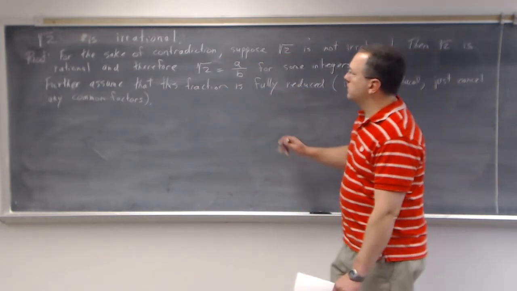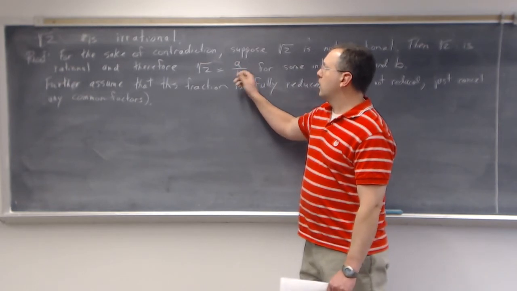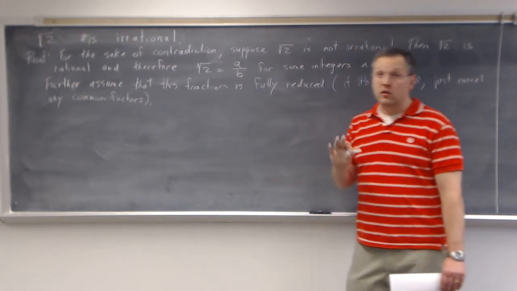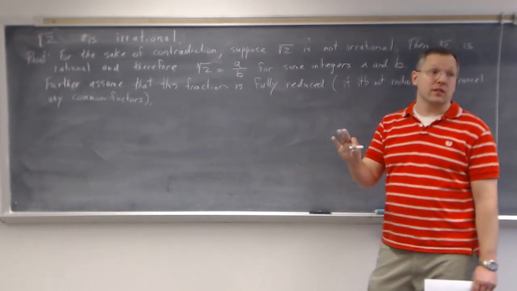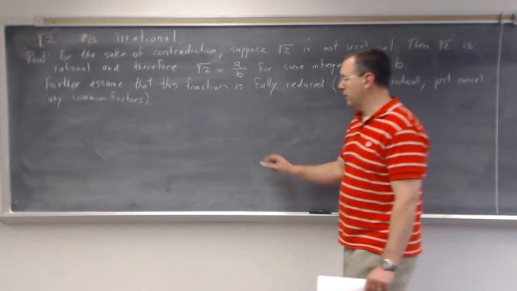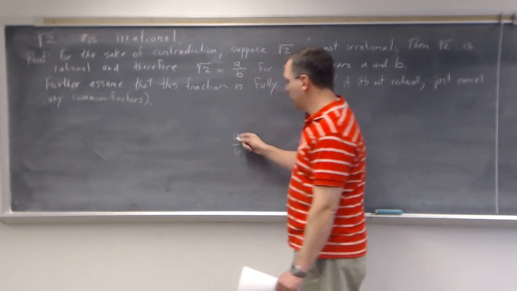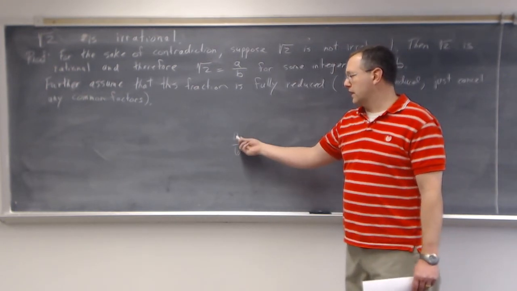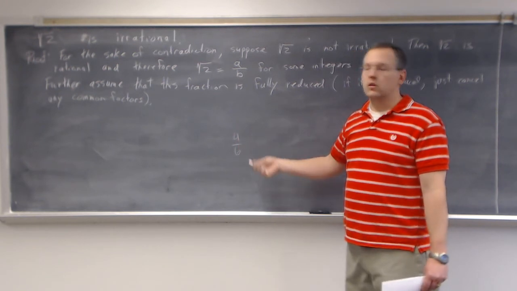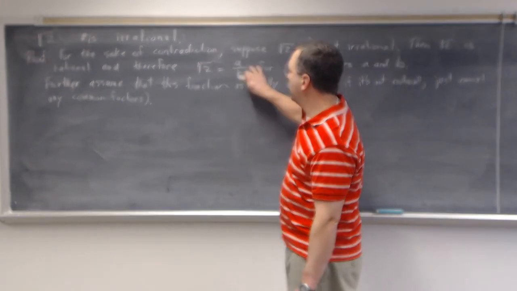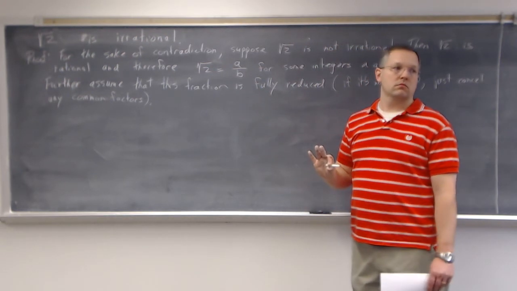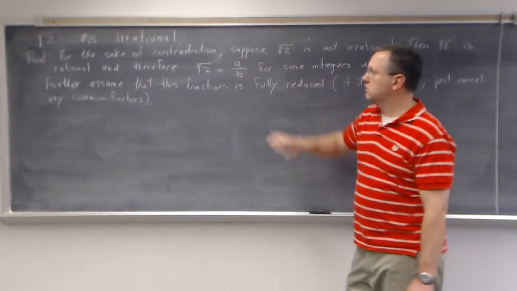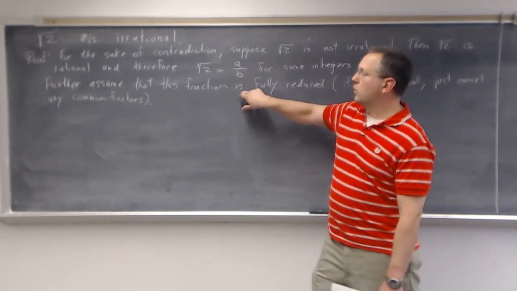Now, what that's going to do for us is we're going to use the fact that a and b have no common factors. So in particular, they both can't be even. Think about that. If you had a fraction where the numerator and denominator were both even, it can't be reduced, because there's a common factor of 2 you could cancel. So there's no way that a and b can both be even.